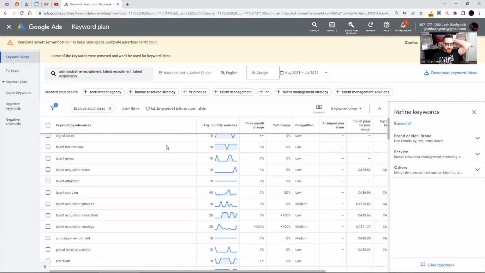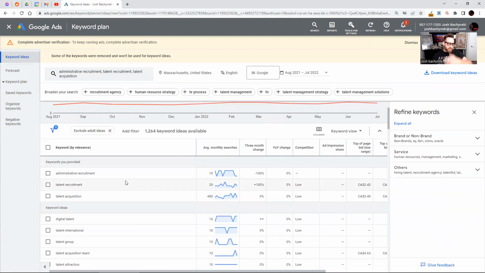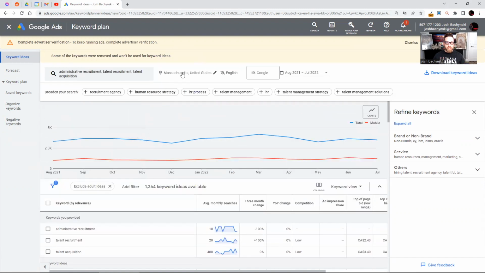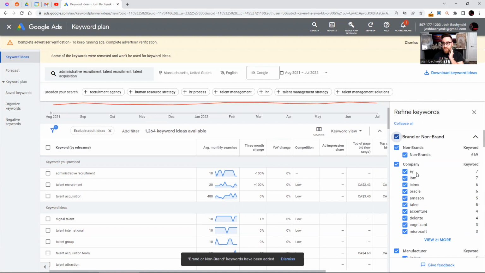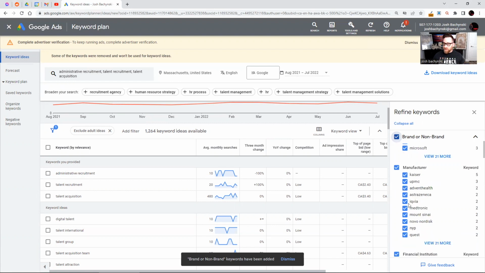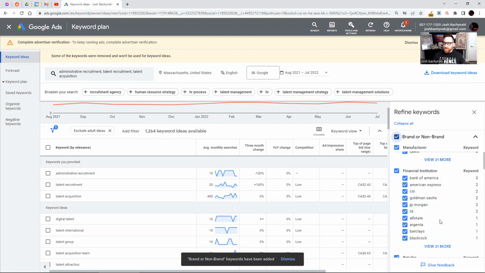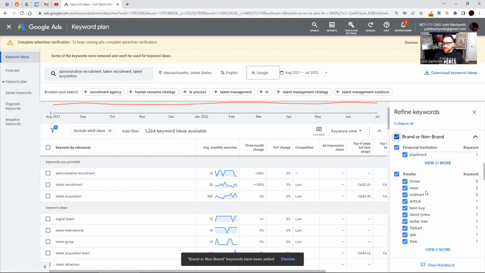Okay, here we go. This is much more what we're looking for here. Administrative recruitment, talent acquisition, just tailored for Massachusetts, United States here. Expand all the keywords. All right. So here's the brand entities they've detected. IBM, Oracle, Amazon, Deloitte and Touche, Microsoft, a bunch of important ones. Manufacturers, they've identified. Financial institutions, they've identified, for entities that are related to this that should be important for business decisions and or keyword decisions later on.